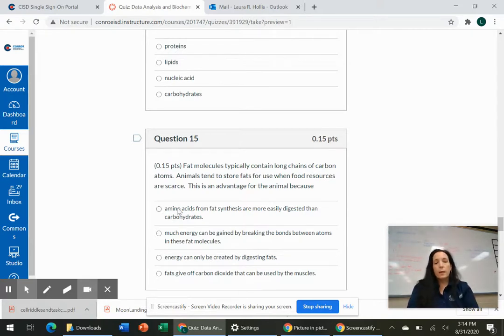So then we come back to amino acids from fat synthesis are more easily digested than carbohydrates. We haven't really talked about that. So the only answer that's plausible or that could be true is much energy can be gained by breaking the bonds between atoms in these fat molecules. The key here is that much energy. A lot of energy is from fats and lipids.